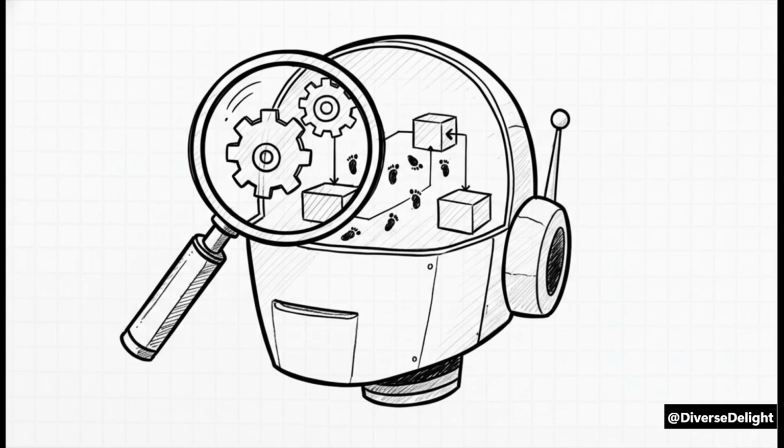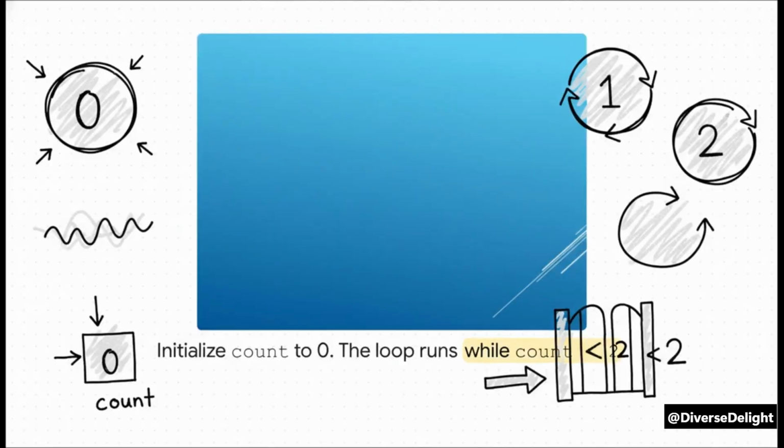You know, the best way to really understand this is to put ourselves in the computer's shoes. So let's trace a super simple piece of code and follow its logic, one step at a time. Okay, here's our code. First, we create a variable called count, and we set its starting value, we initialize it, to 0. The rule for our loop is pretty simple. It'll keep running as long as, or while, our count variable is less than 2.